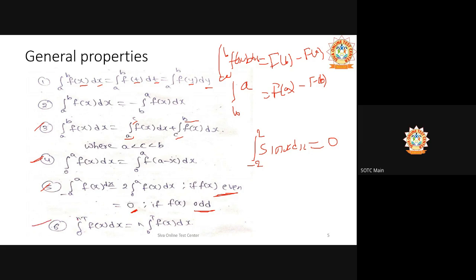Now see, integration of 0 to nt f of x dx is equal to n into integral 0 to t f of x dx. Let us suppose integration of 0 to 2 pi of some function f of x dx, it will come 2 into integral 0 to pi f of x dx. Right? So this fifth and fourth formula are very important, general properties. Right? Now let us see some notes here.